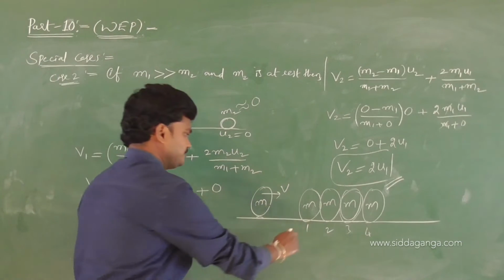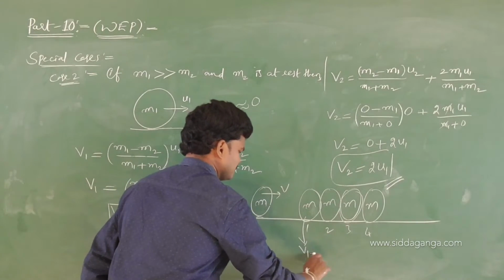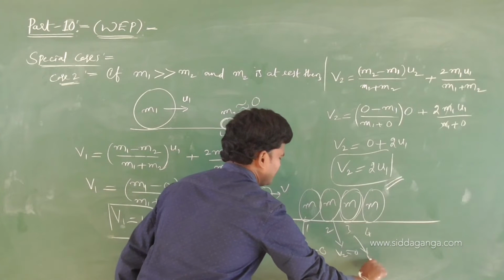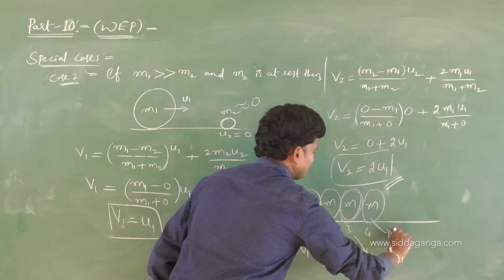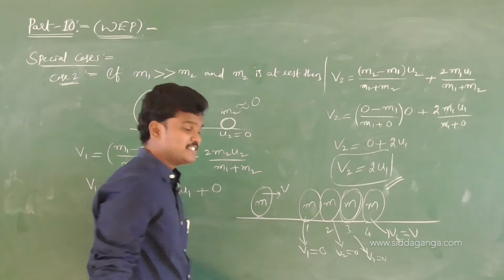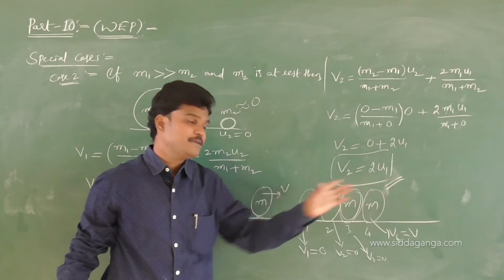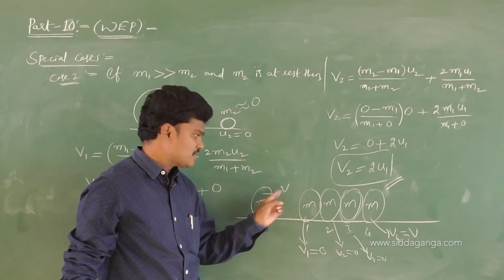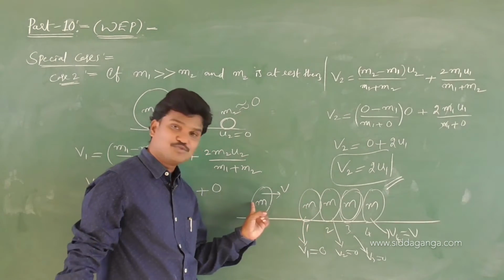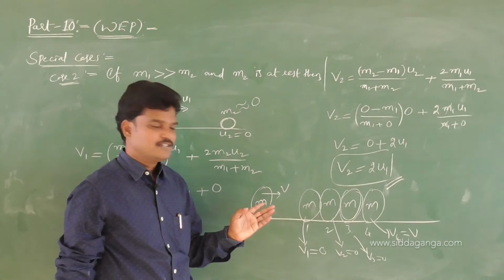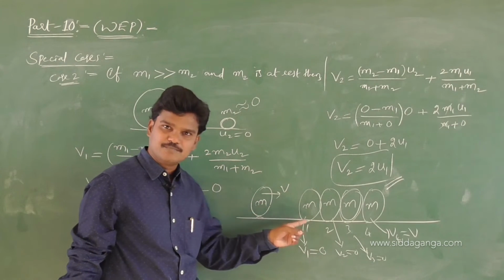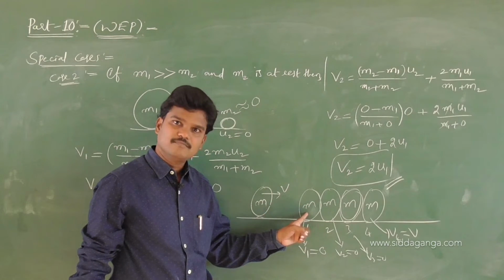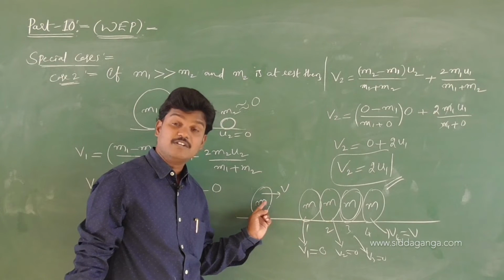Velocity of the 1 is 0. Velocity of the 2 is 0. 3 is 0. Velocity of the 4 is v. This means the velocity is transferred to the last one. Remaining all bodies will come to rest. If this hits here, then this velocity is transferred to this, and this will come to rest. Got my point? If this particle hits these particles, the velocity is transferred to the next and this particle comes to rest.